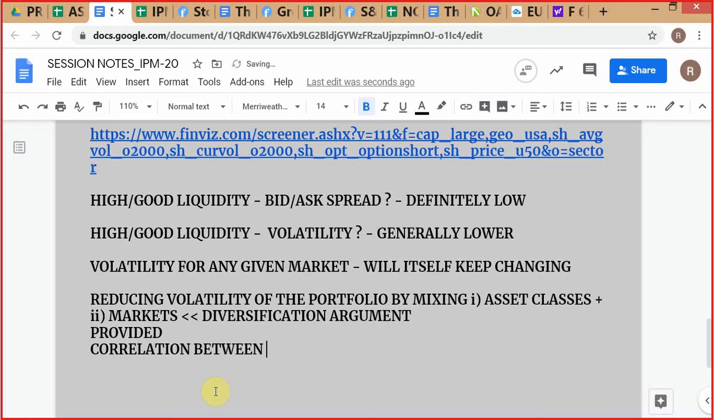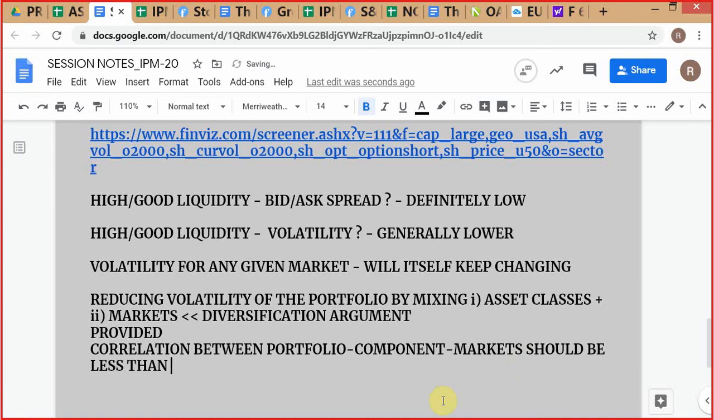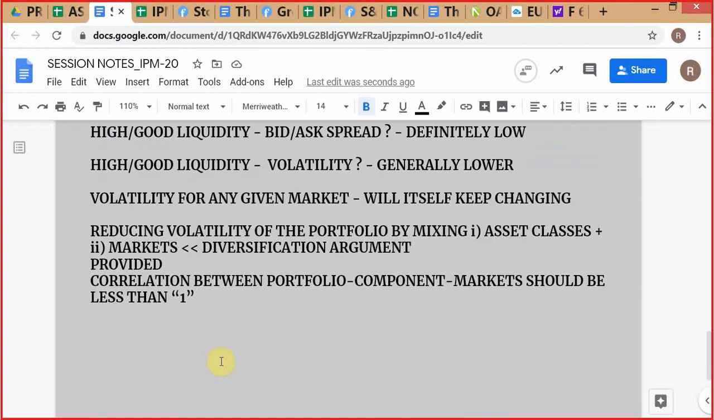Provided correlation between portfolio component markets. That means the markets which constitute your portfolio. Remember, each asset is like a market because you are trading it against a money usually. So correlation between portfolio component markets should be less than one. If correlation is one, then you can add 5,000 stocks in your portfolio, but if they're all perfectly correlated, there is no benefit. So remember that this is based on the critical assumption that the correlation is less than one.